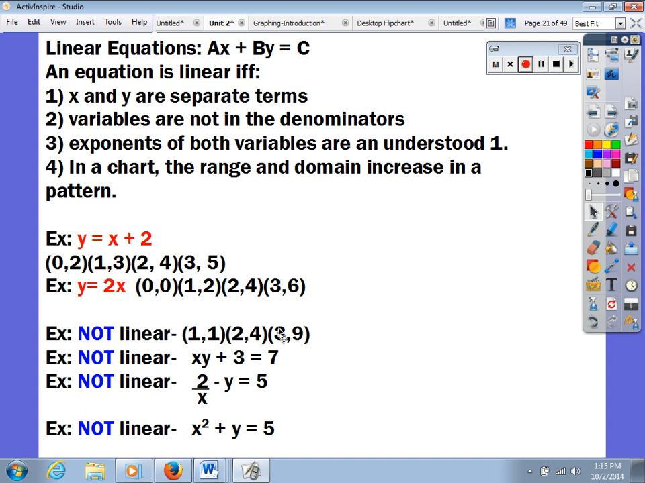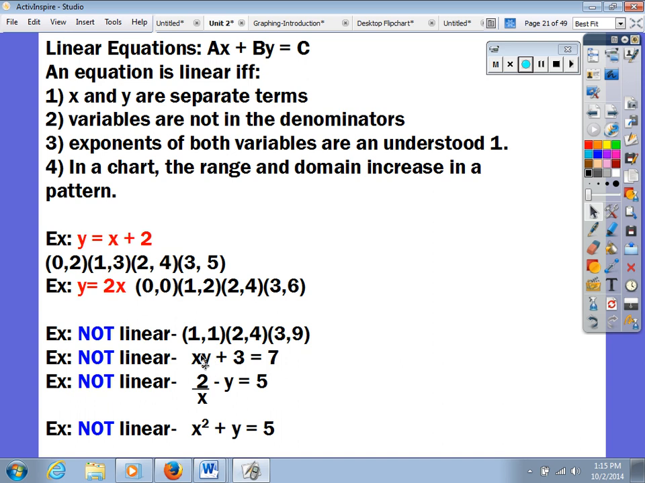I'm not missing any terms, so I can do my shortcut. But here, I'm adding 3, and then I'm adding not 3. Because if I was adding 3, it would be 7. So I actually added 5. So since I didn't add the same amount, it's not linear.